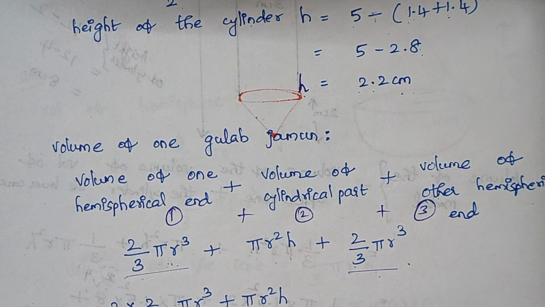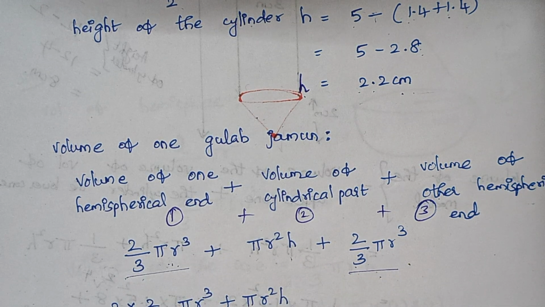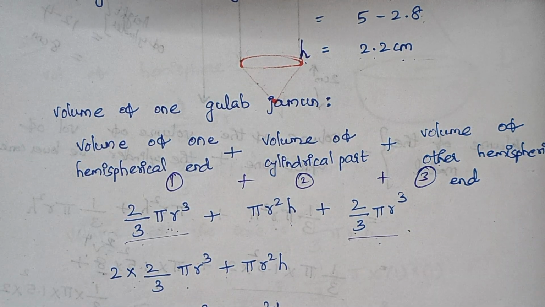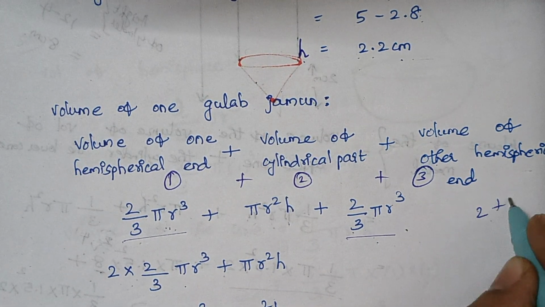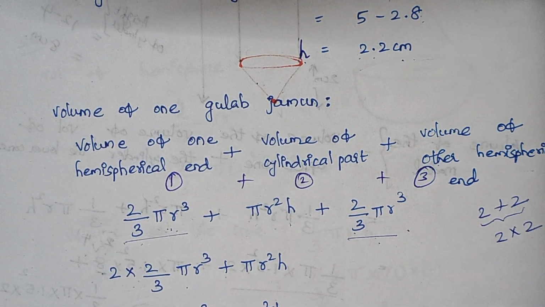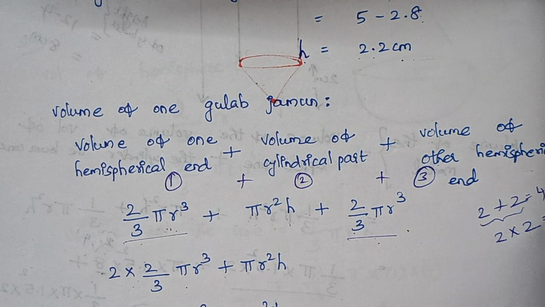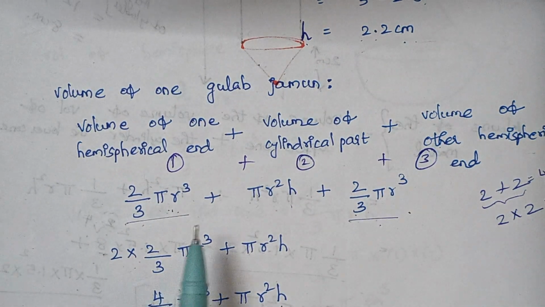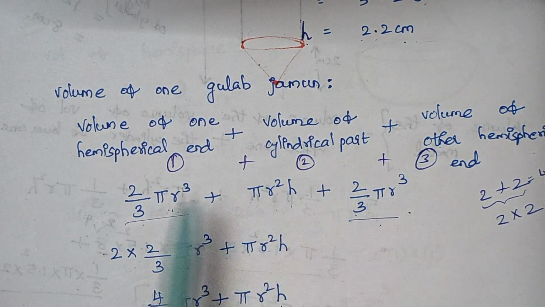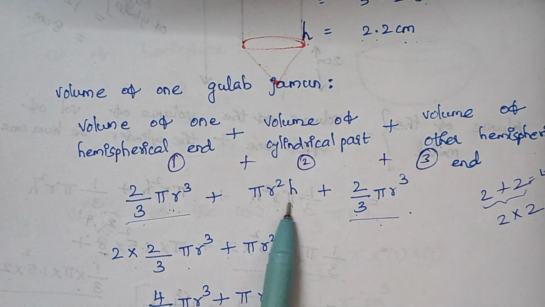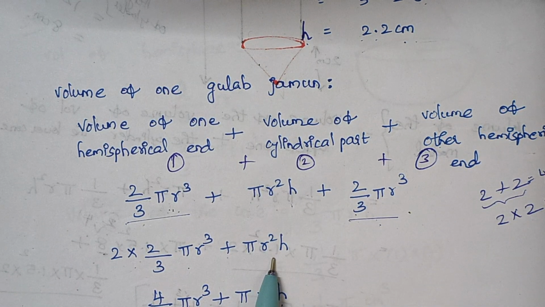So here we can write these two terms as 2 times of 2 by 3 pi r cube. Right. This is just like, if I have 2 plus 2, I am writing this as 2 times of 2. Both the answers are the same, right? 2 plus 2 gives you 4 and 2 times of 2 is again 4. The same way here I am combining these two terms as 2 times of 2 by 3 pi r cube, and here it is pi r square h. Right.